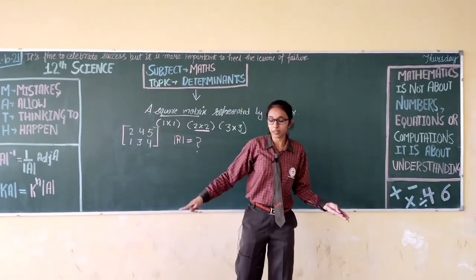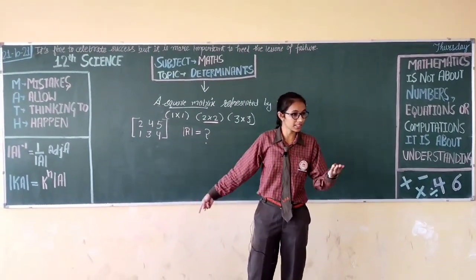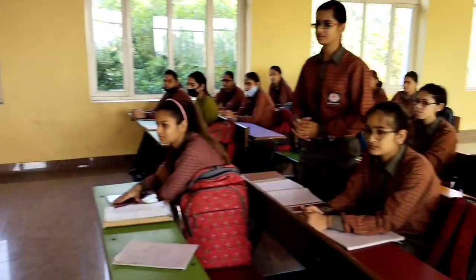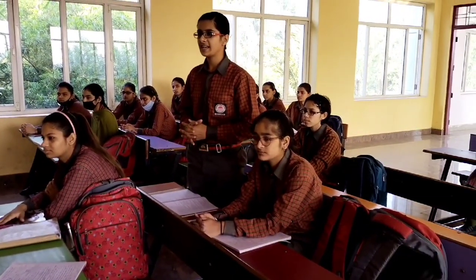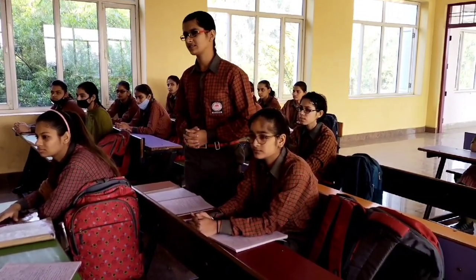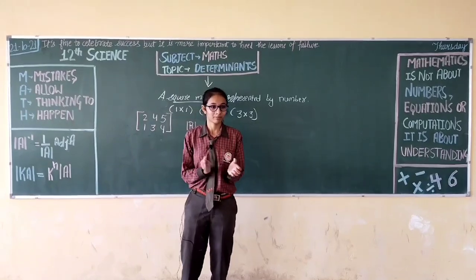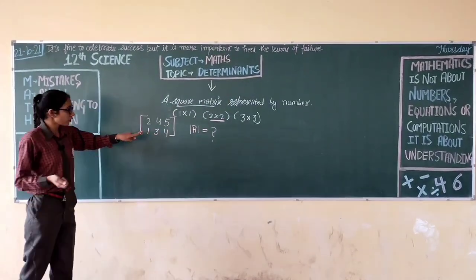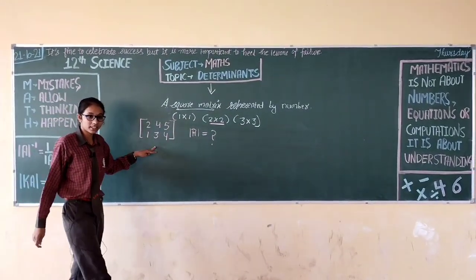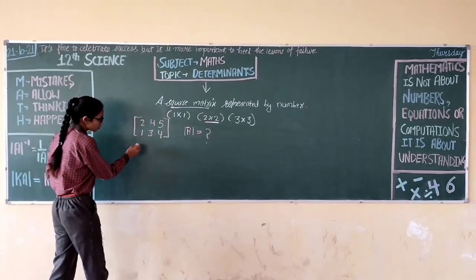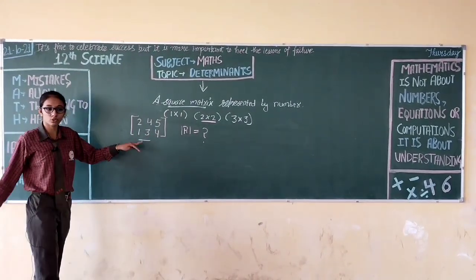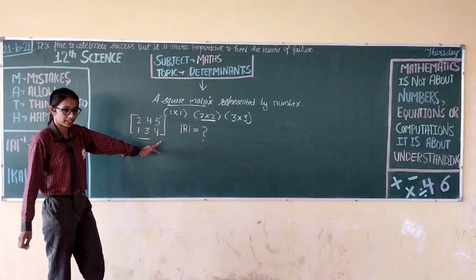Why will there be no determinant value of this matrix? Nikita, please tell me. Because a determinant exists only for a square matrix. Yes, right answer. Please clap for Nikita. As I told you at the start, only a square matrix can have a determinant value, and this is not a square matrix, so there will be no value of determinant for this matrix.